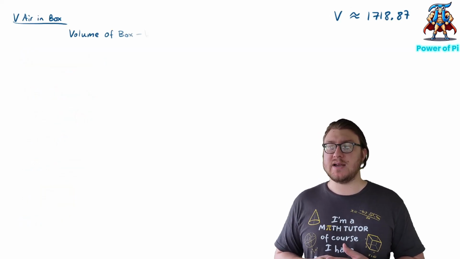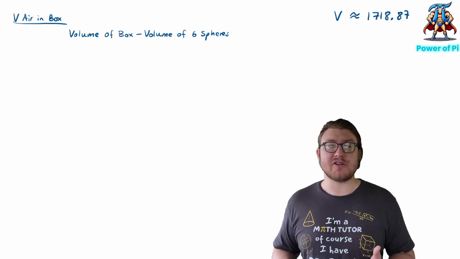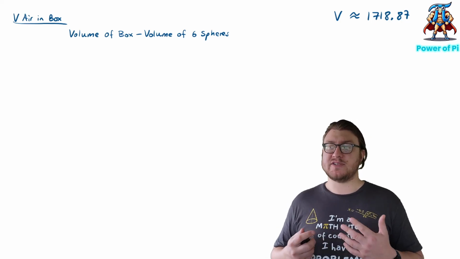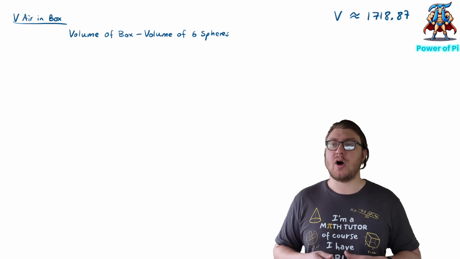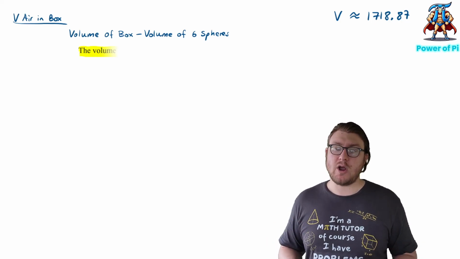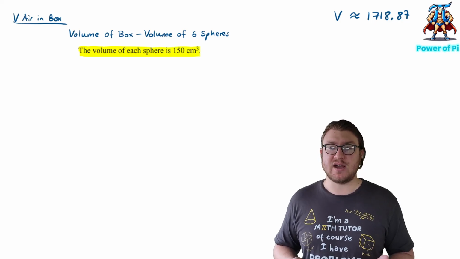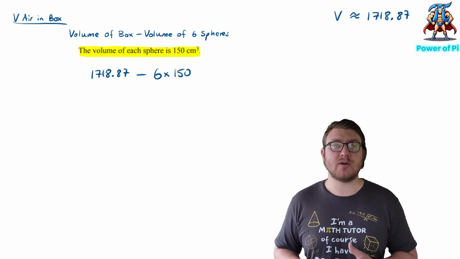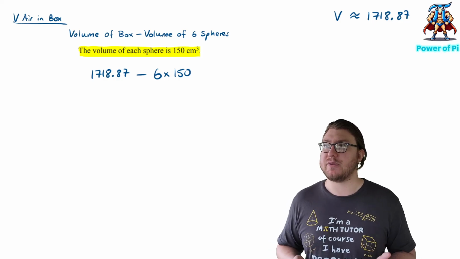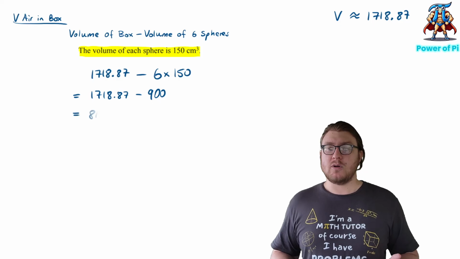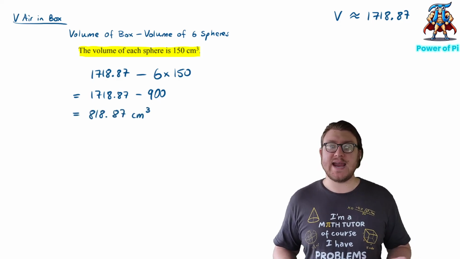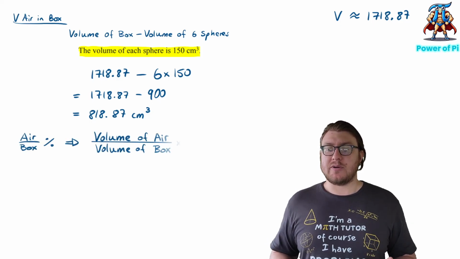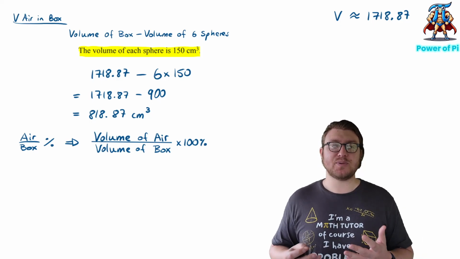The next part that we need is the volume of the air in the box. So the volume of the box minus the volume of the 6 spheres is the volume of our air. Well, we already know the volume of each sphere was 150. So we can just substitute 6 times that amount from the volume of the box that we found before. Using the calculator, this will give us 818.87 centimeters cubed.